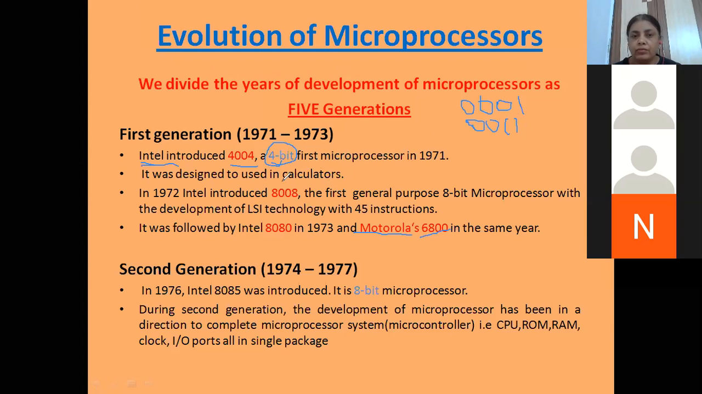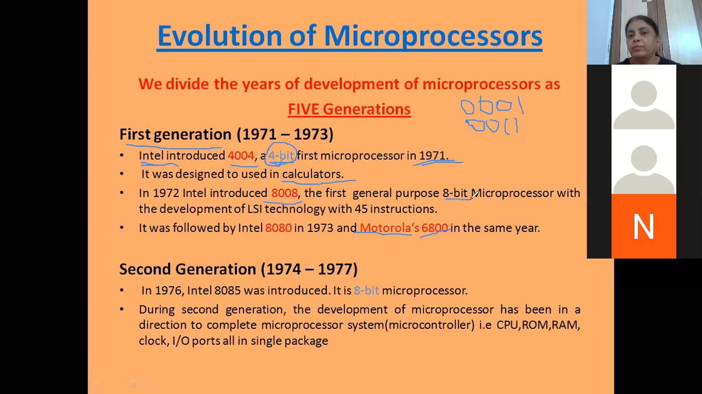Earlier it was designed for calculators, and it was designed in 1971. So 3 things: 4004, the number of the microprocessor; the word size of the microprocessor, how many bits it can process; and the year in which it was designed. Those 3 things should match with your generation. Okay. So in 1972, they designed one more microprocessor, that is 8008.